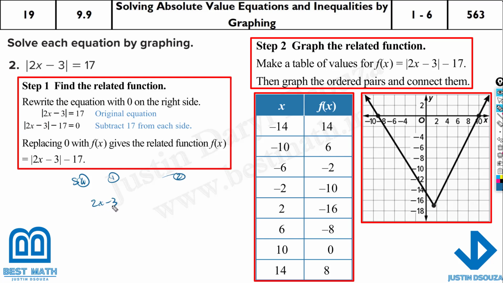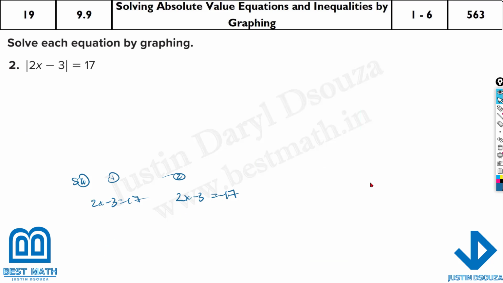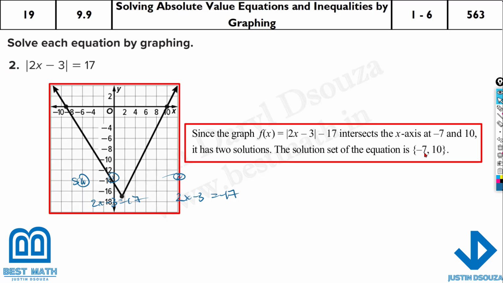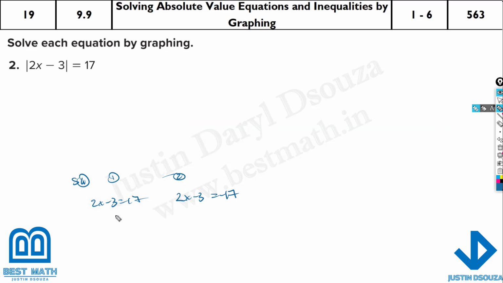It is 2x minus 3 equals 17. 2x minus 3 equals minus 17. Just you can put in the calculator and check your answers as well, or you just solve this up. Just do a couple of steps or one step and then direct the answer. It's okay. So that will be the answers. Here the answer is negative 7 and positive 10. We can solve it up. Here it will be 2x is equal to 20, x is equal to 10, and over here x will be equal to minus 14. 2x is equal to minus 14, x is equal to minus 7. So that is the answers.